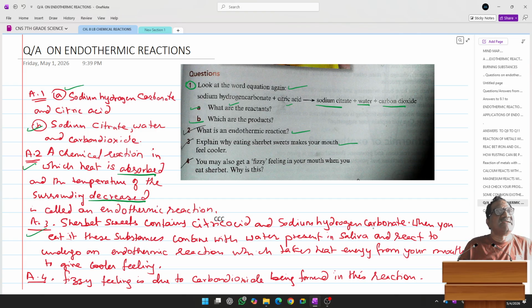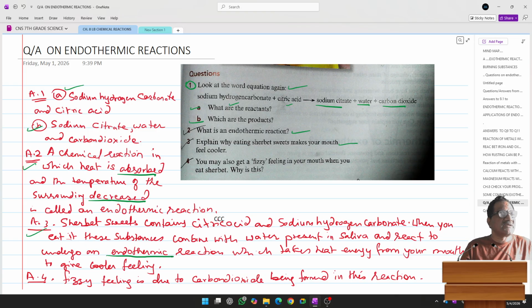When you eat this sweet, the substances combine with the water present in the saliva. The sweet already contains sodium hydrogen carbonate as well as citric acid, and in the mouth our saliva contains water. So the water also reacts with the other two contents of the sweet, and this particular reaction will take place, which is nothing but an endothermic reaction.